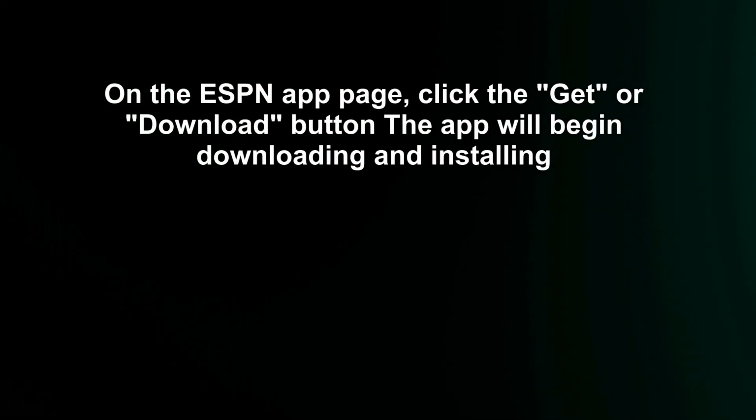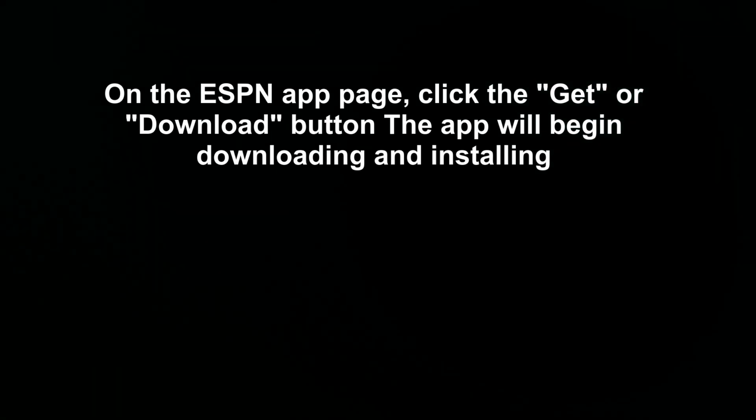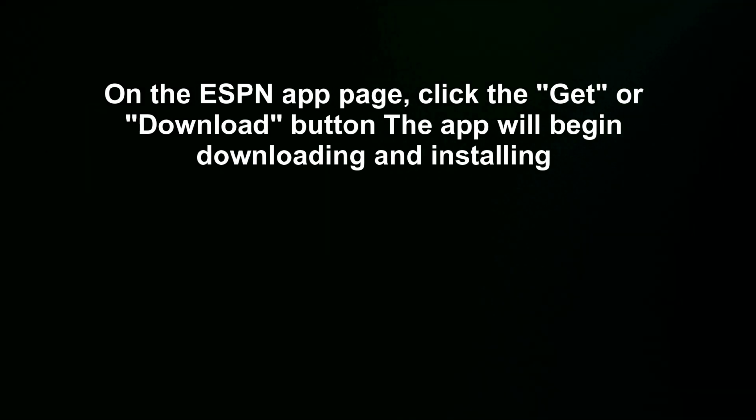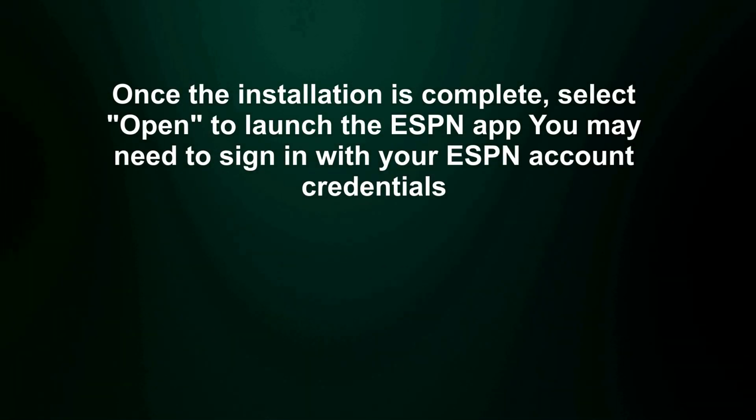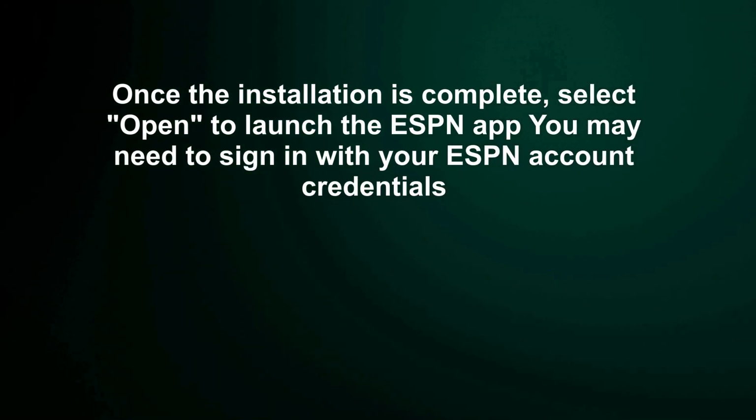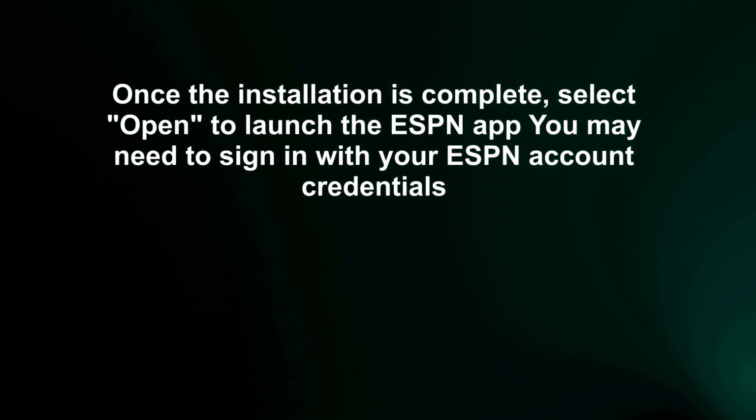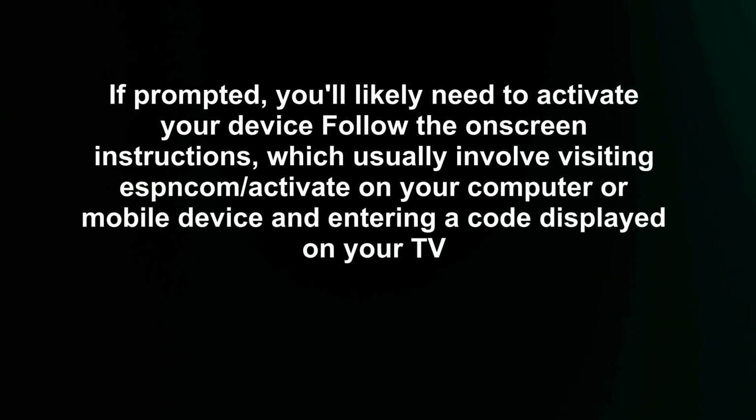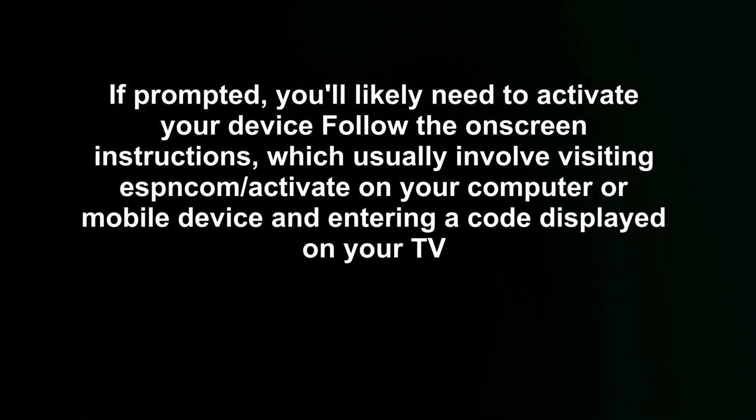On the ESPN app page, click the Get or Download button. The app will begin downloading and installing. Once the installation is complete, select Open to launch the ESPN app. You may need to sign in with your ESPN account credentials. If prompted, you'll likely need to activate your device.